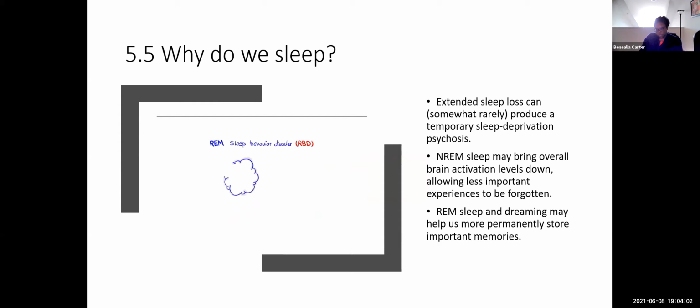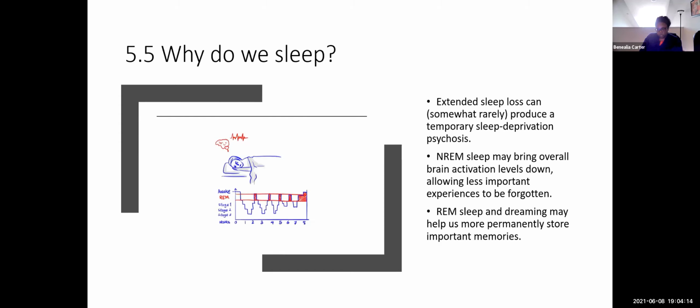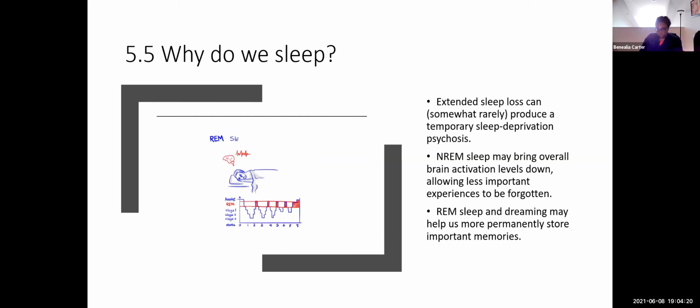REM sleep behavior disorder, or RBD, is a condition experienced during the REM phase of sleep in which a person acts out his dreams. Normally, during the REM phase of sleep, our brain is active similar to when we are awake, but our muscles are paralyzed to prevent us from acting out our dreams. Unfortunately, in REM sleep behavior disorder, this transient muscle paralysis is lost.